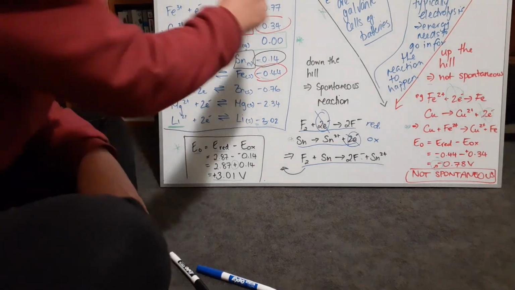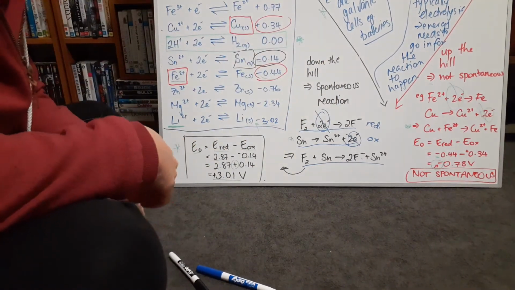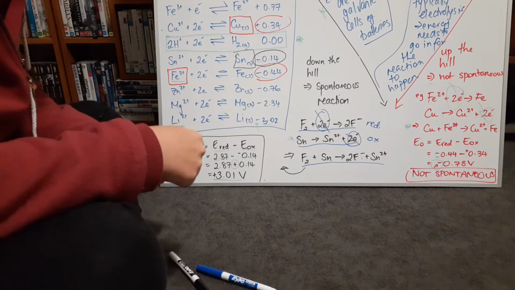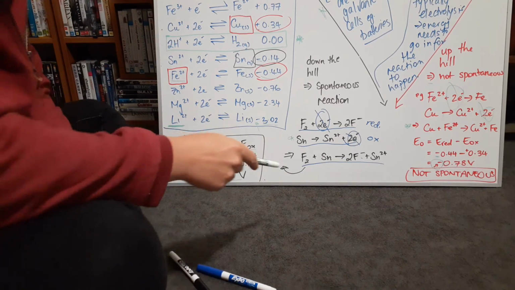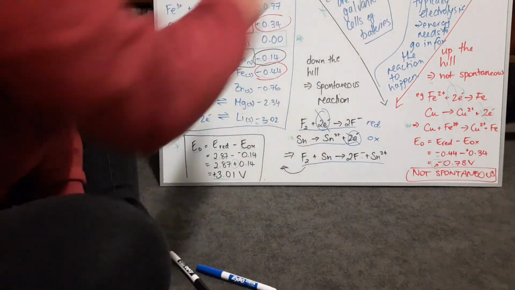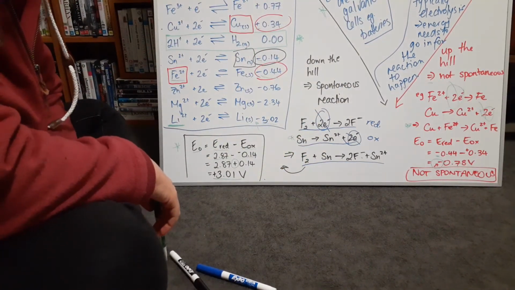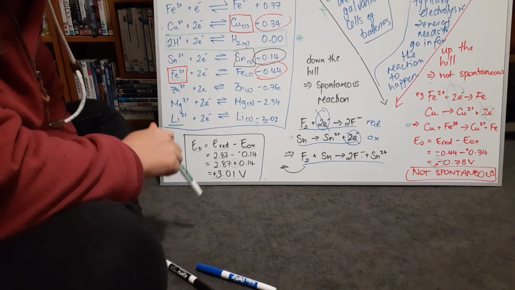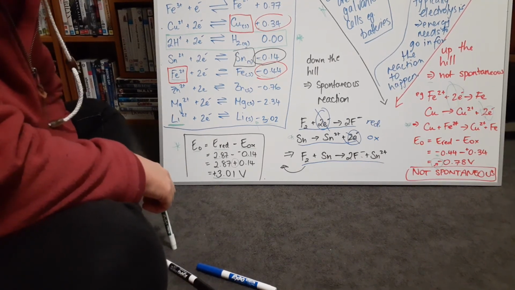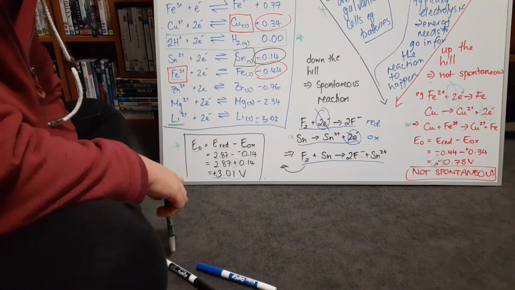Typically, when I have spontaneous reactions, those things are used in galvanic cells. They're used to create batteries. But when I have something going up the hill that's not spontaneous, that's going to require electrolysis. I'm going to need to put an electric current into that particular reaction to get that to happen.